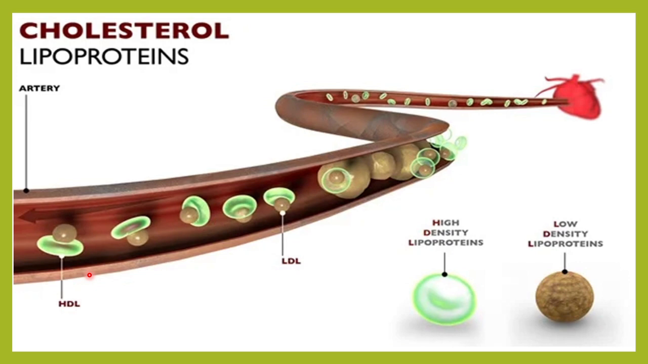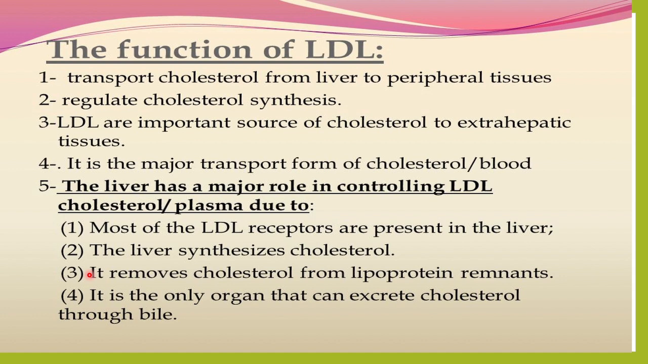So this LDL transports the cholesterol from the liver to the peripheral tissue, and it also regulates the cholesterol synthesis, and it is an important source of cholesterol to the extrahepatic tissue. Almost 50% of this LDL is composed of cholesterol. So this gives cholesterol to the tissue. It loads the tissue with the cholesterol. If you have a high level of LDL, you can expect that it is making the cells fat, and this can lead to inflammation, atherosclerosis. So remember, LDL is a carrier which will carry the cholesterol and give it to the cells.